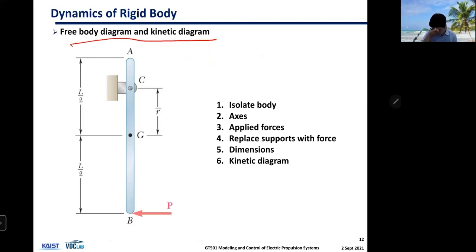So free body diagram, you can draw a free body diagram. In this process, you need to isolate each body. If you have multiple bodies, you need to separate those bodies and then draw the body and put axis on the body and draw applied forces such as P, replace supports with force. And put the dimensions on and kinetic diagram.